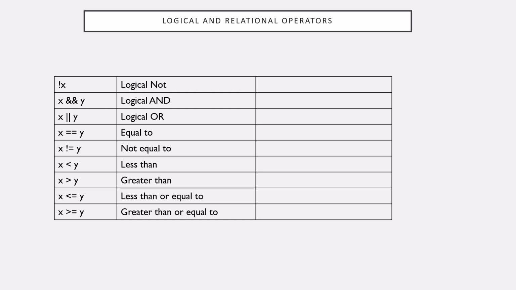If either X is false or Y is false, or they're both false, then it's going to be false. A logical or: if X is true or Y is true, or they're both true, then it evaluates to true. Equal: if X is equal to Y, remember to use equals equals, then that will evaluate to true. If X does not equal Y, that would evaluate to true. If X is less than Y, that would be true. If X is greater than Y, less than or equal to, and greater than or equal to.